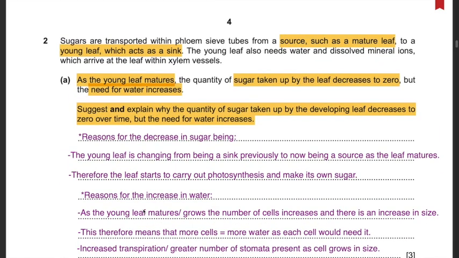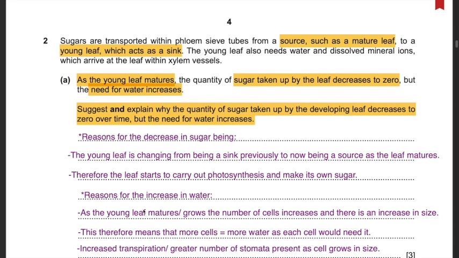Question 2. Sugars are transported within phloem sieve tubes from a source such as a mature leaf to a young leaf which acts as a sink. The young leaf also needs water and dissolved mineral ions which arrive at the leaf within xylem vessels. Part A. As the young leaf matures, the quantity of sugar taken up by the leaf decreases to 0, but the need for water increases. Suggest and explain why the quantity of sugar taken up by the developing leaf decreases to 0 over time, but the need for water increases.